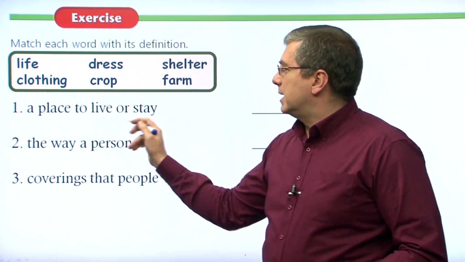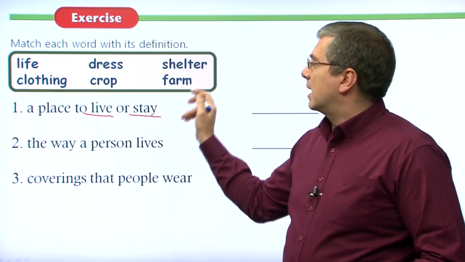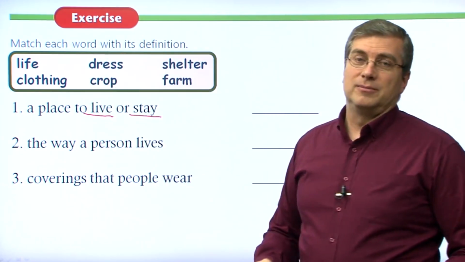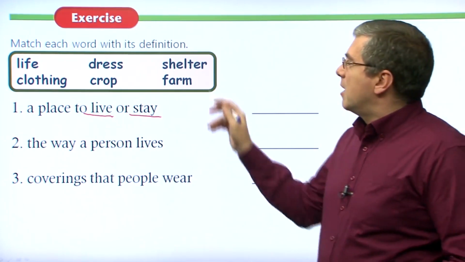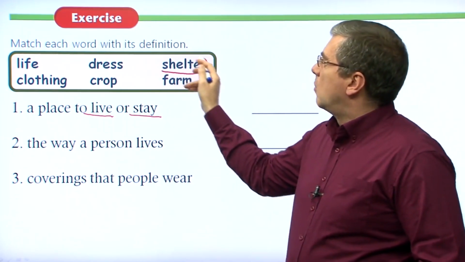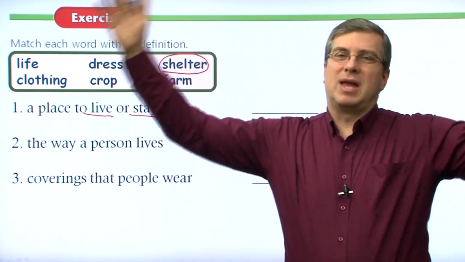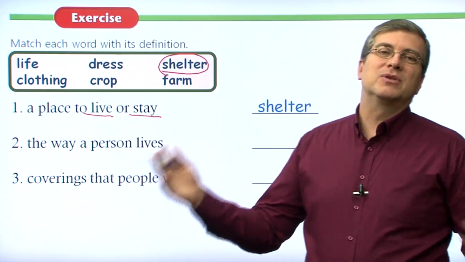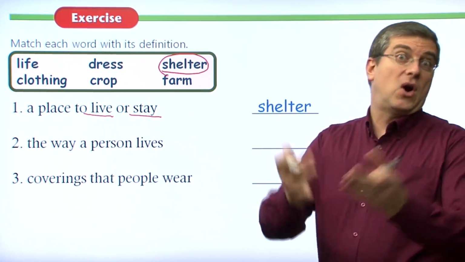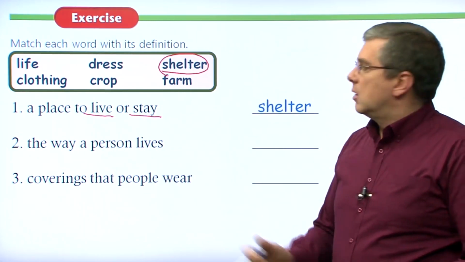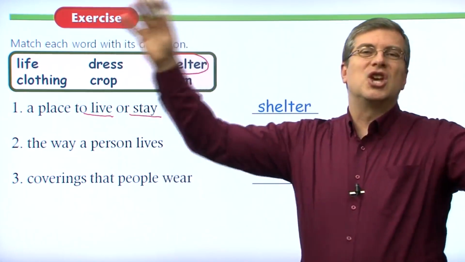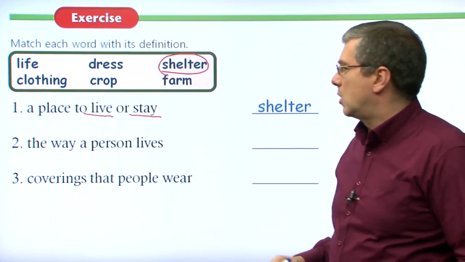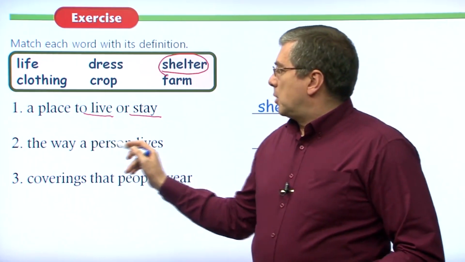A place to live or to stay. Which place is a place to live or stay? Now you could say farm. You could live on a farm, true, but more general, more broad. Any place to live or to stay is a shelter. And remember, there's many types of shelters. Apartments, houses, farms are shelters. But when we say a place to live or stay, we want the general word. We want the big word. We want to go for shelter. That's more appropriate.